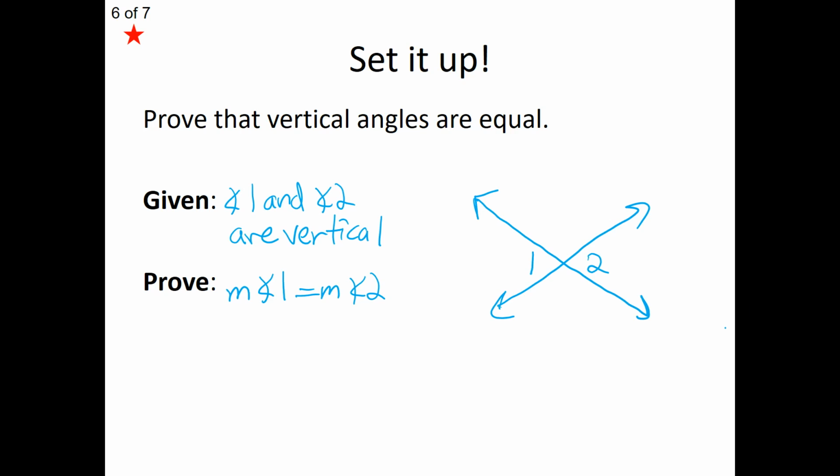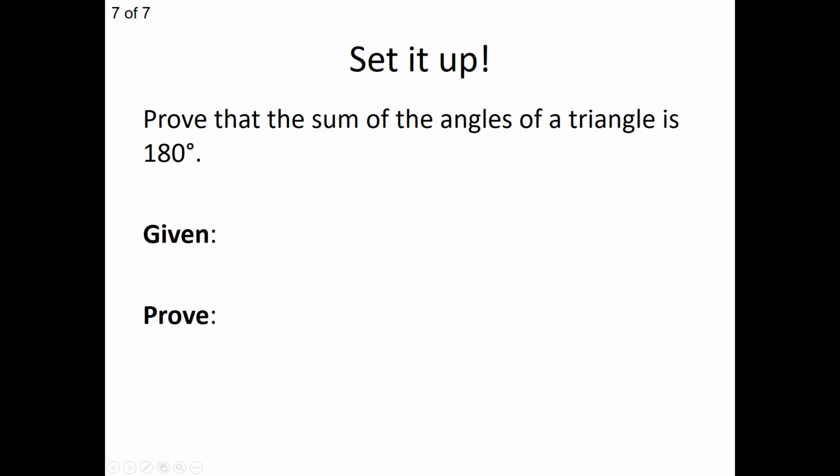Let's do one more example. You will see this one come up later in this semester. Prove that the sum of the angles of a triangle is 180 degrees. Now, I'm not going to write the if-then form out, but here's what it would say. I would say if a polygon is a triangle, then the sum of its angles is 180 degrees. So I know that my given is a triangle, and my conclusion is that the sum of its angles is 180 degrees.